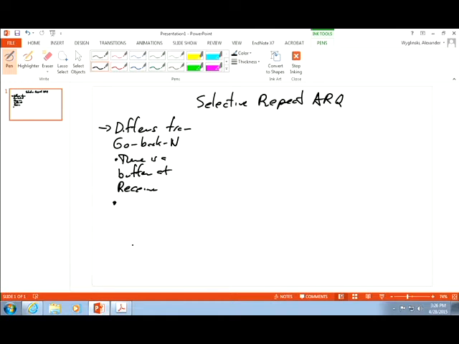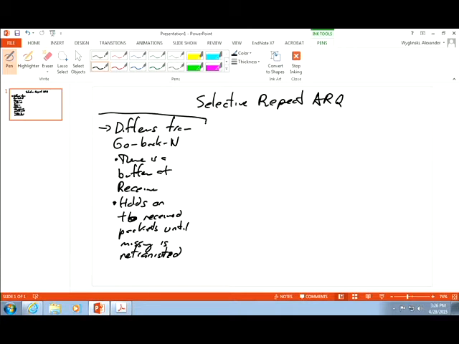What that buffer does is it holds on to received packets until the missing one is retransmitted. So you have a little bit more efficiency in terms of getting data across, and as a result, you don't have to worry about resending everything when most of it got successfully received.